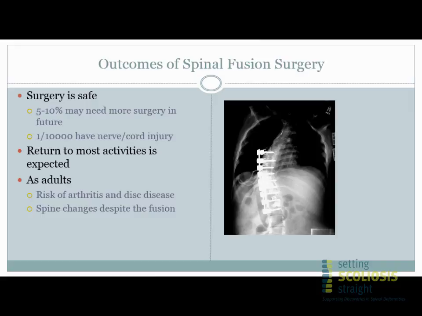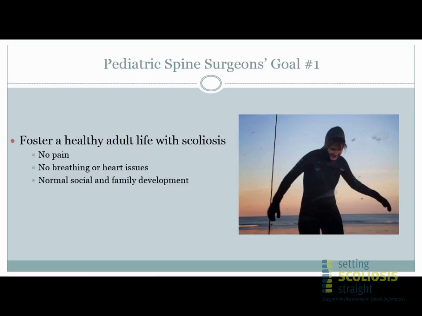And as you'll see, if you get a chance to see the adult, some of the adult patients, they really have normal lives. Okay, you really got to focus on that. Even though they went through this very difficult time in their teenage lives, they really are normal adults, healthy, happy adults for the most part when they get to that stage. So number one goal, foster healthy adult life, and I think that's what we're all here for today.